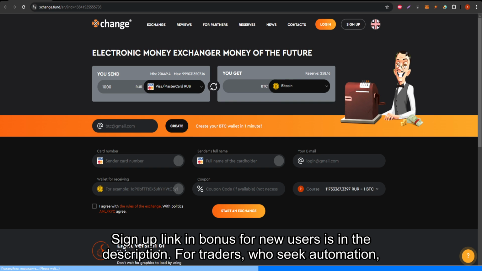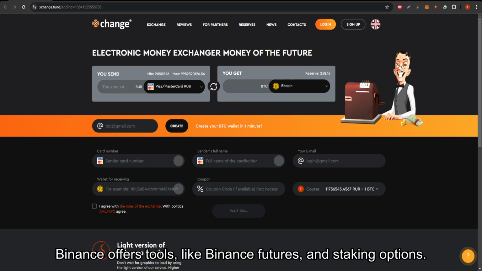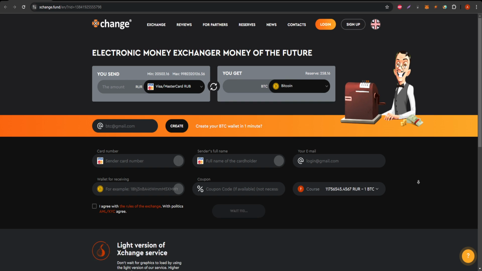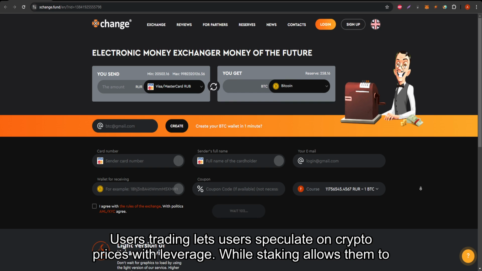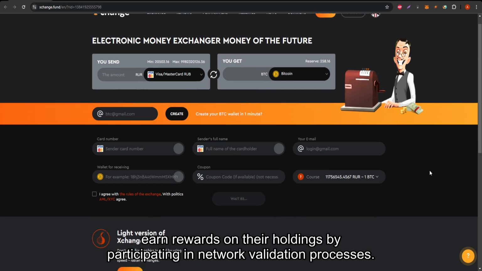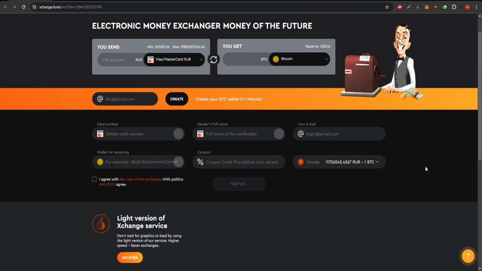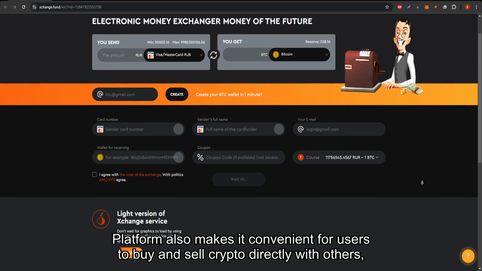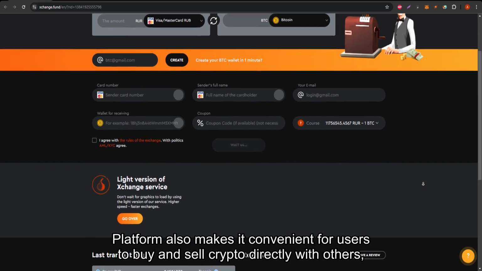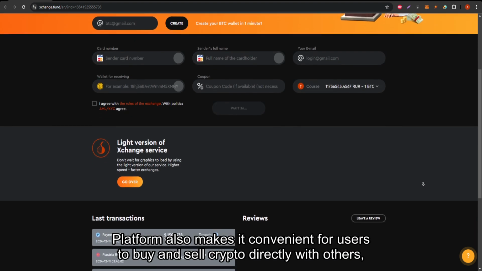For traders who seek automation, Binance offers tools like Binance Futures and staking options. Futures trading lets users speculate on crypto prices with leverage, while staking allows them to earn rewards on their holdings by participating in network validation processes. Binance Peer-to-Peer (P2P) platform also makes it convenient for users to buy and sell crypto directly with others using their local currencies.